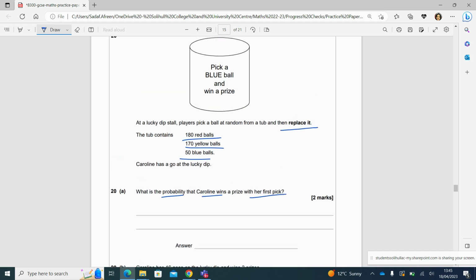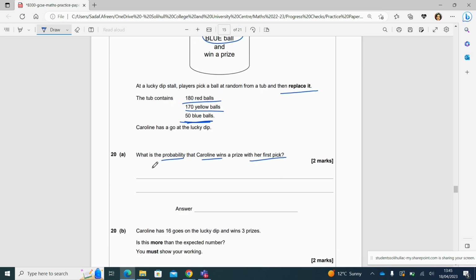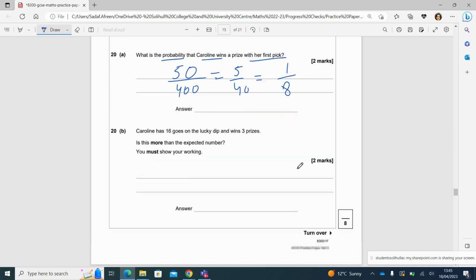To win the prize, she must need to pick a blue ball, okay? And the number of blue balls we have is 50. So the probability of getting the blue ball is 50 out of the total number of balls, which are 400. So to find the total, basically, we need to add up all these numbers together. 50 over 400, if we simplify this fraction by dividing both numbers by 10, that gives you 5 over 40. And we can simplify this more by dividing both numbers by 5, and that gives you 1 over 8. Okay, so that is the final probability, 1 over 8.